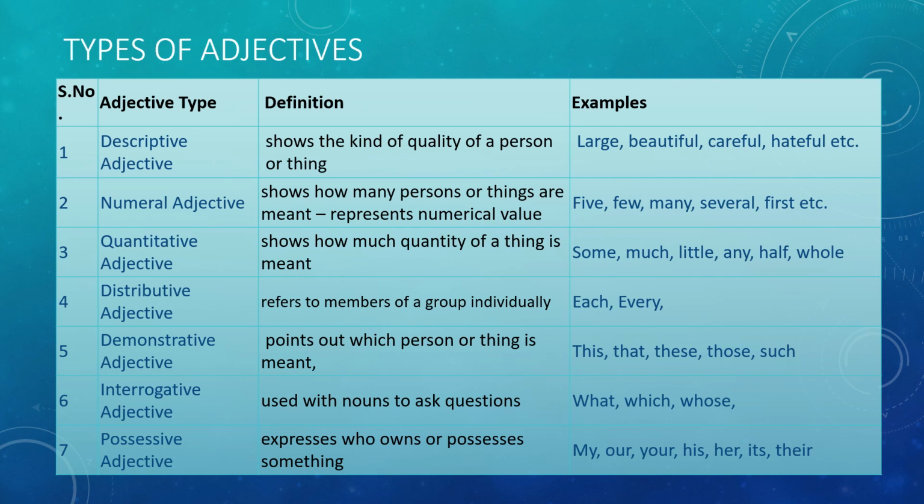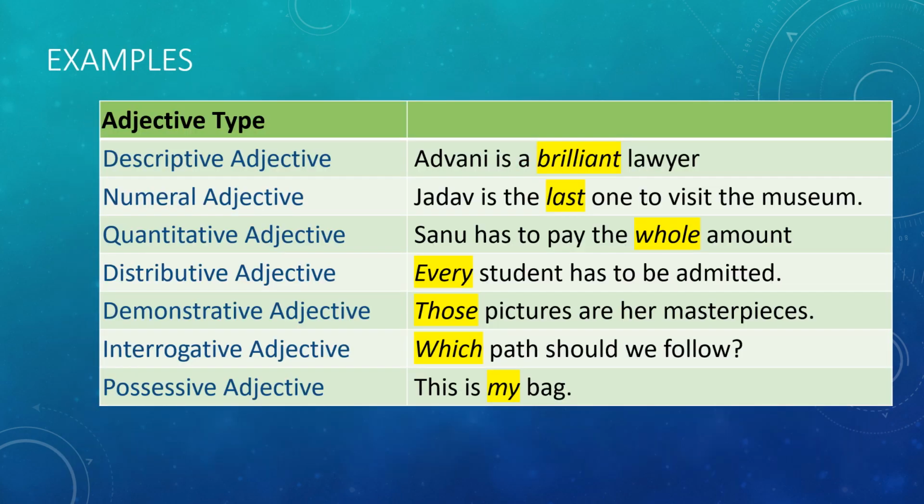Interrogative adjectives are used with nouns to ask questions. What kind of meals do you prefer? Possessive adjectives refer to owning of things by the noun. My books are new. His words hurt me a lot. Here are some examples for each adjective.